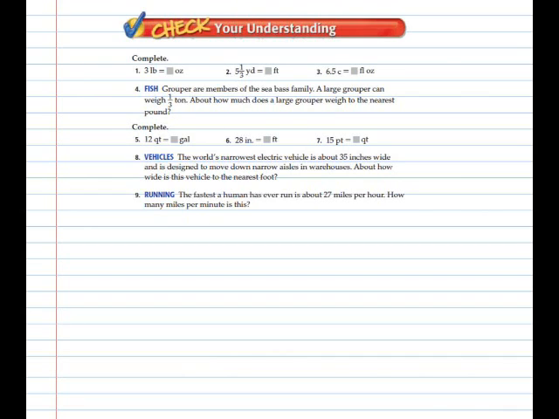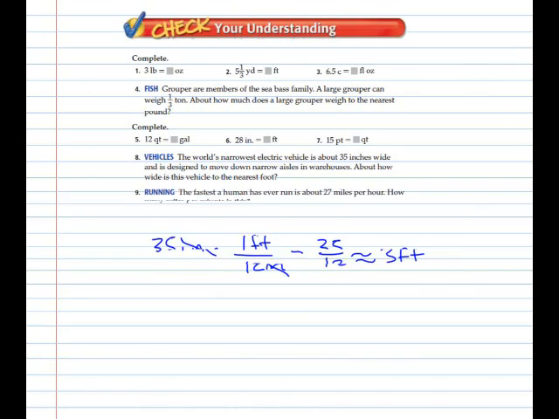The world's narrowest electric vehicle is about 35 inches wide and is designed to move down narrow aisles in warehouses. About how wide is this vehicle to the nearest foot? So 35 inches. I'm going to convert to feet, so I'm going to say 1 foot to 12 inches is the reciprocal of my unit ratio. Divide out the common units. Gives me 35 over 12, which is approximately 3 feet, very close.